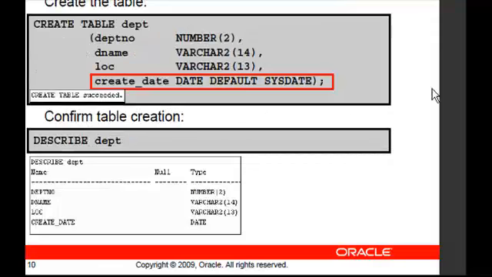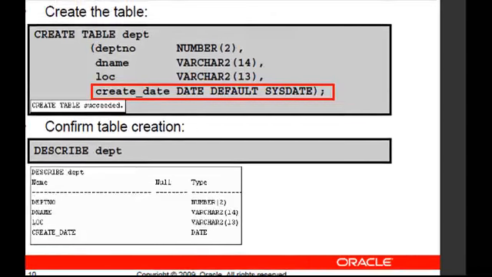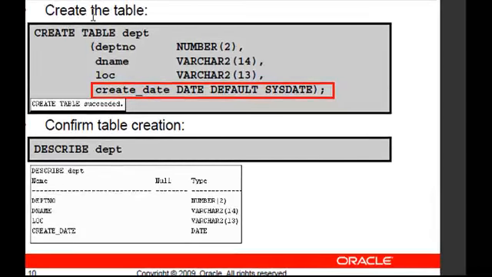In our earlier example, we created a table with only a single column. Now in this example, we're creating the table with multiple columns. Department number's data type is number, the size of that one is 2, separated with a comma. Department name is varchar 14 and location is varchar 13, each of the fields separated by a comma. That's the format. And create date is a date format, which defaults to sysdate. And when I finish everything, then I have to put a semicolon.